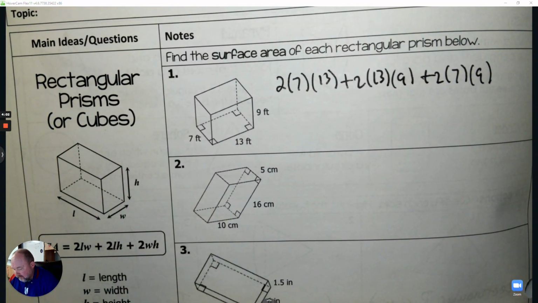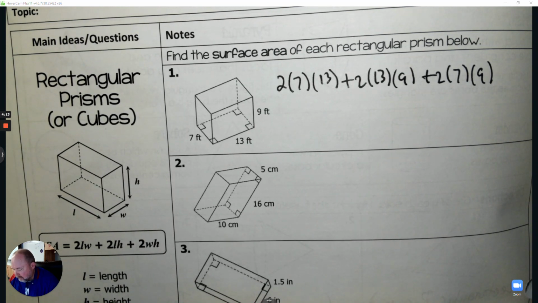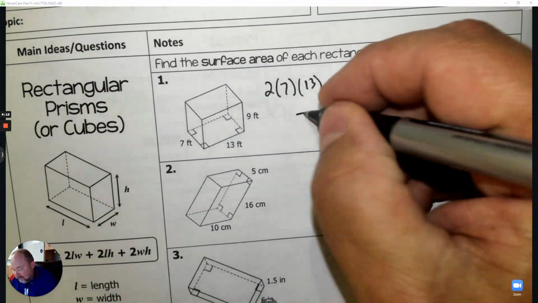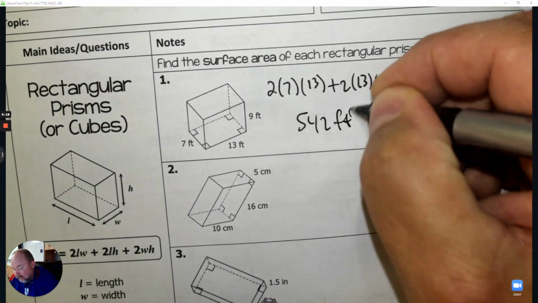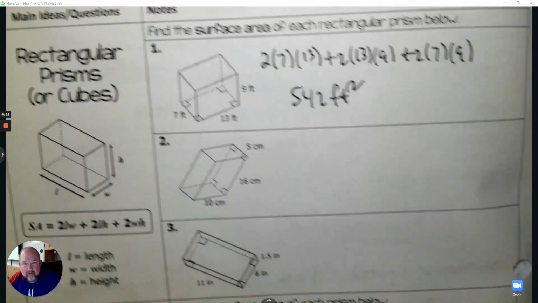2 times 7 times 13. 2 times 13 times 9. Plus 2 times 7 times 9, big number, 542. For area again, we're going to square that. So 542 feet squared.